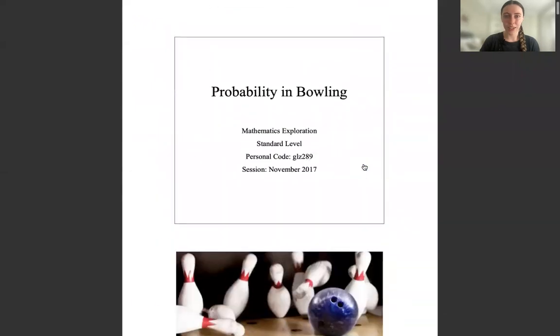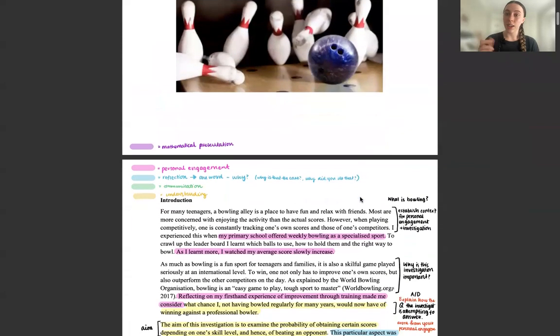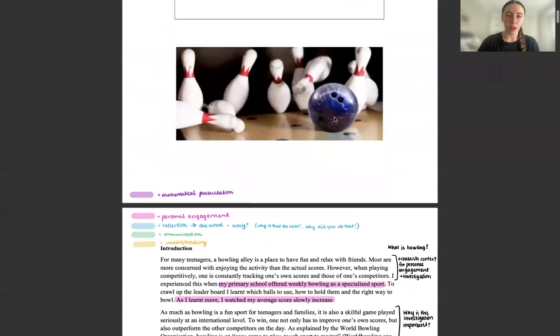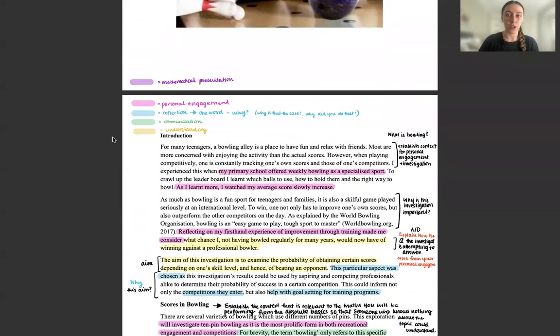So here is my IA, probability in bowling. The unannotated version of this was also already on the Google Drive linked in the description of all of my videos, but I'll also upload this annotated version and the PowerPoint that I just went through. So this is my Maths IA, and you see I've color coded my highlighting in terms of the different marking criteria.